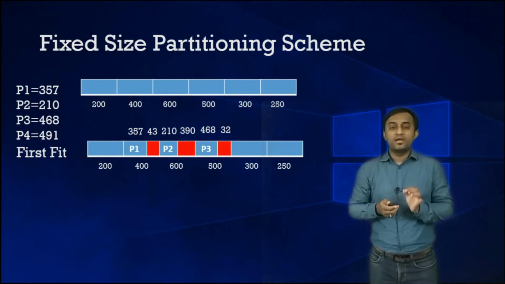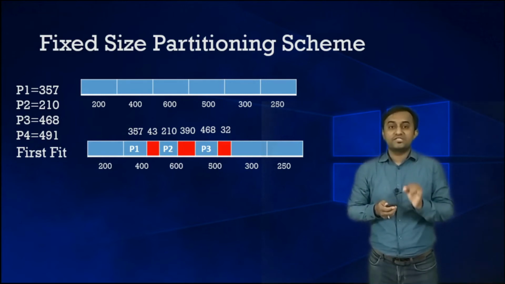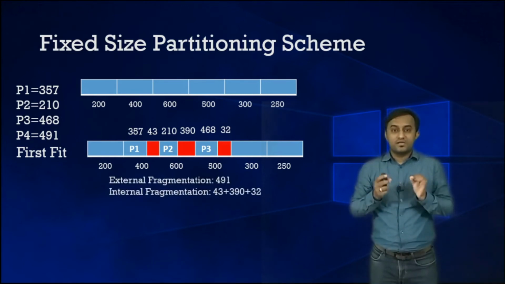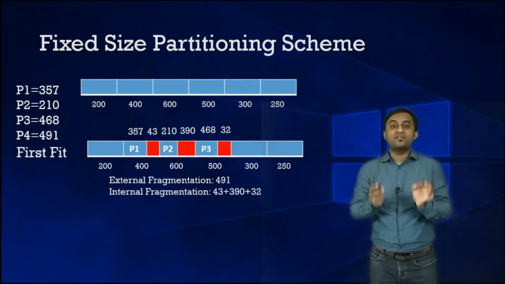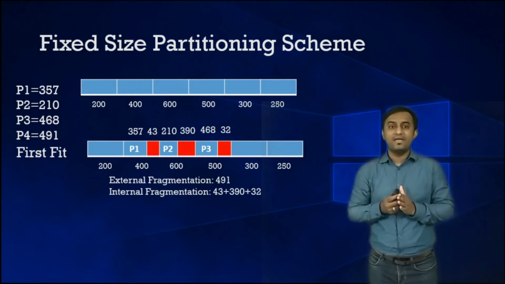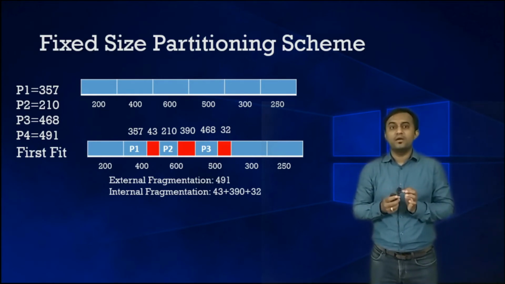So this particular algorithm, first fit, suffers from external fragmentation because all the requests are not satisfied by this set of blocks of memory. Yes, so the external fragmentation is there, and external fragmentation of how much size? 491 KB. Why 491?